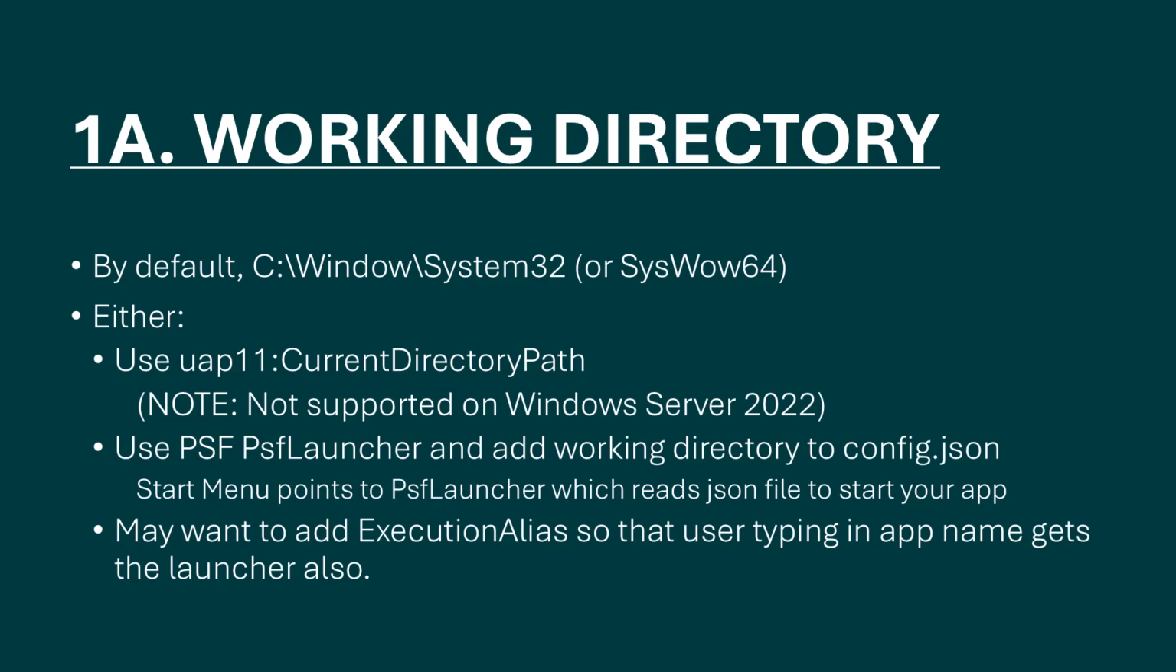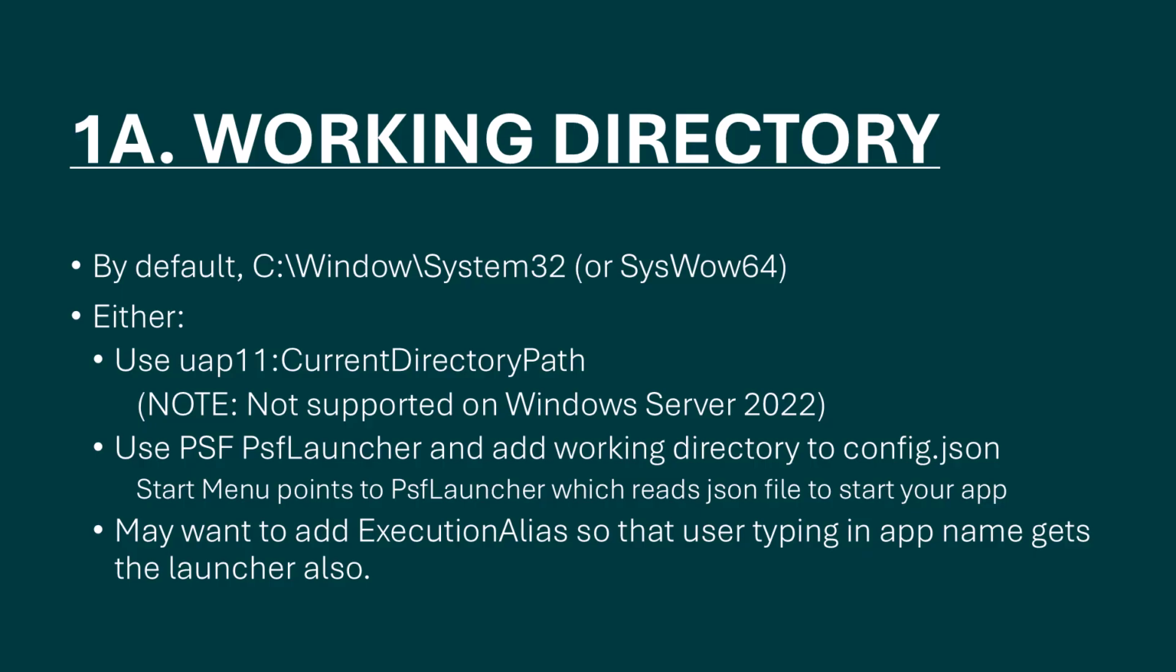There's now a more recent AppX manifest extension called UAP11 Current Directory Path that you can add to the AppX manifest application element. And this will set the working directory correctly. But note that this extension is silently ignored on Windows Server 2022, as the extension requires an OS with at least build 10.0.20000. Server 2022 is still supported by Microsoft and is heavily used in the large enterprise customer base. If this is an issue for your app, you'll need to cover all supported OSs.